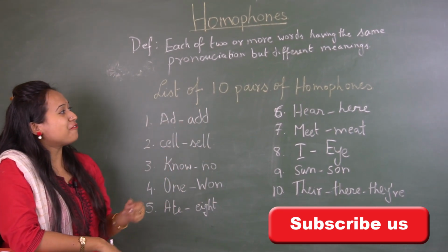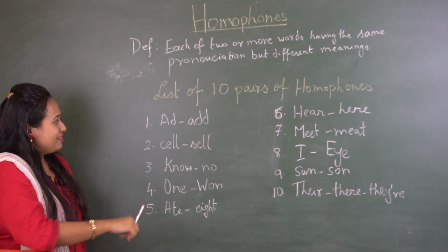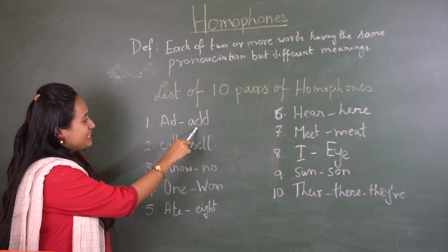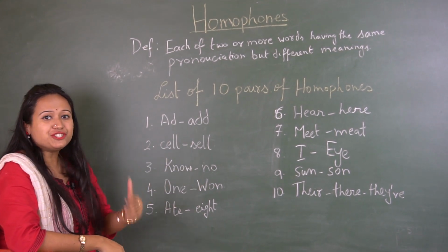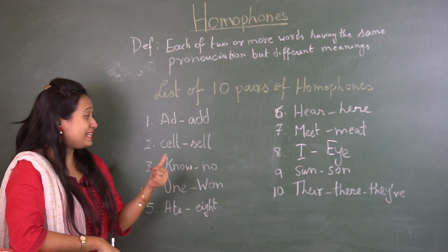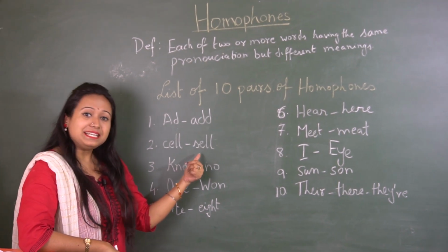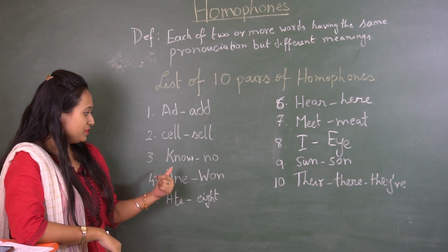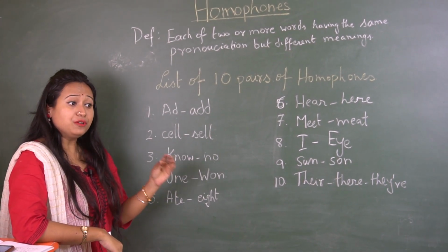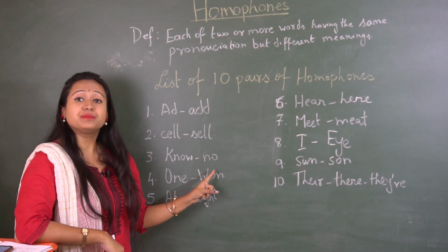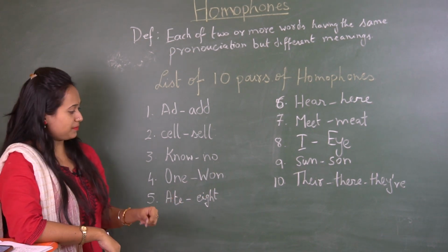Here are a set of 10 pairs of homophones. The first one is ad, which is a TV ad, a commercial ad, and then it is add, A-D-D, which is the addition of something. Number 2, cell, it is a human body cell, C-E-L-L, and sell, S-E-L-L, you are selling some products. Number 3, know, K-N-O-W, it means you already know something, and no, N-O, means it's an objection, you are saying no to something.